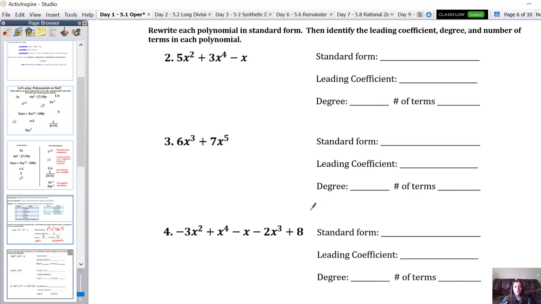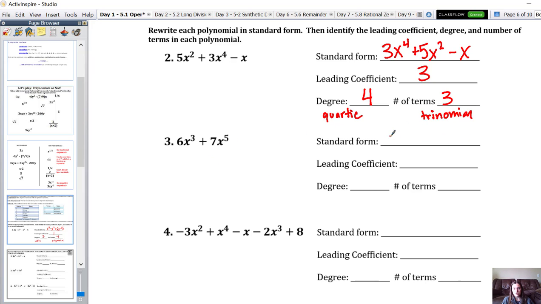5x squared plus 3x to the 4 minus x. In standard form, our highest degree is the term with 3x to the 4th. Then the next highest, we've got 5x squared, and then minus x. The leading coefficient here is 3. The degree, the highest exponent, is 4. That would make it a quartic. And the number of terms is 3. That would make it a trinomial. So this is a quartic trinomial.